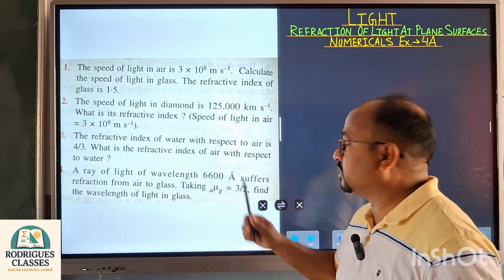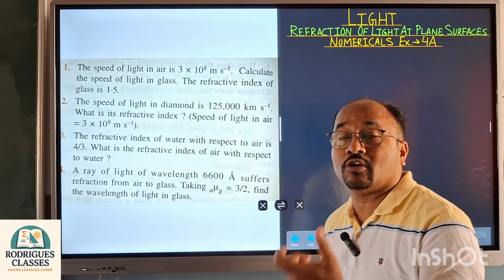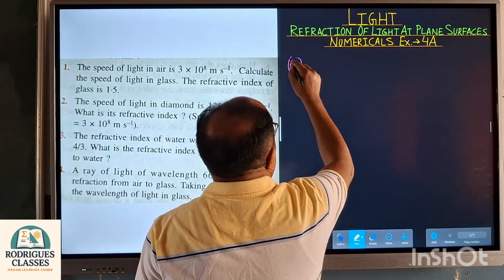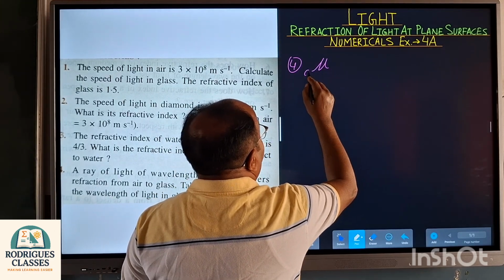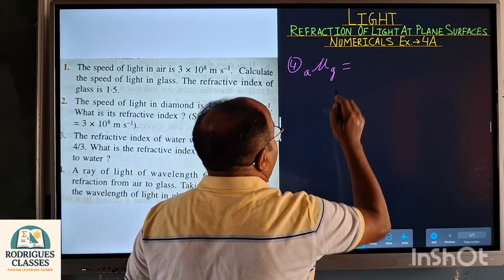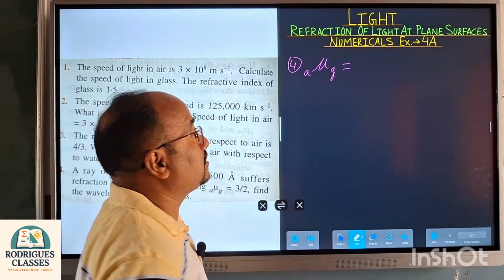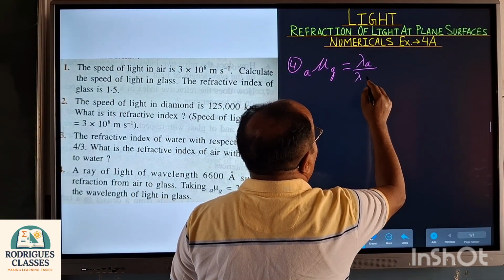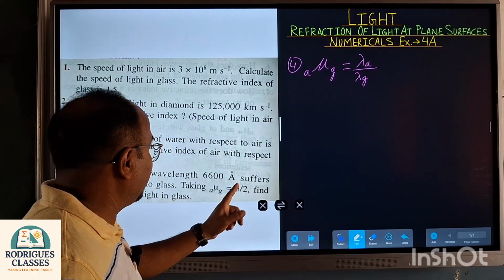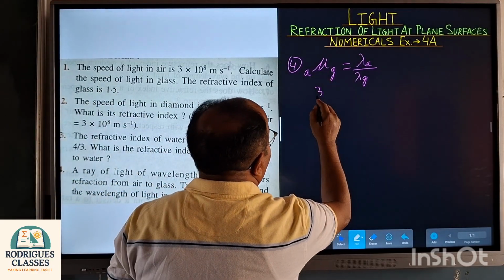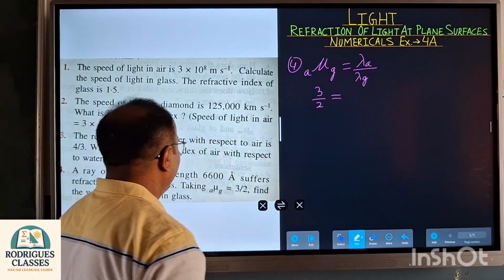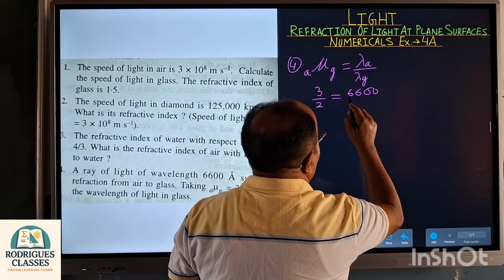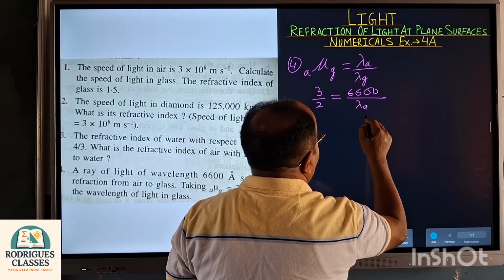So we will be using this refractive index formula based on wavelength. So number 4. I will write here aμg. So light is going from air to glass, with the wavelength formula, wavelength in air by wavelength in glass. The refractive index is given to us as 3 by 2. Wavelength in air is 6600 angstrom. So writing wavelength in glass.